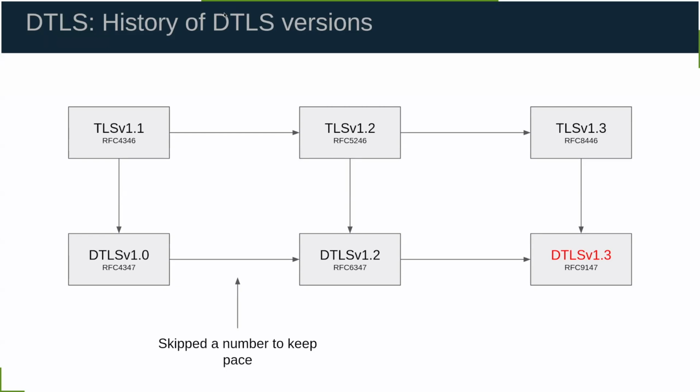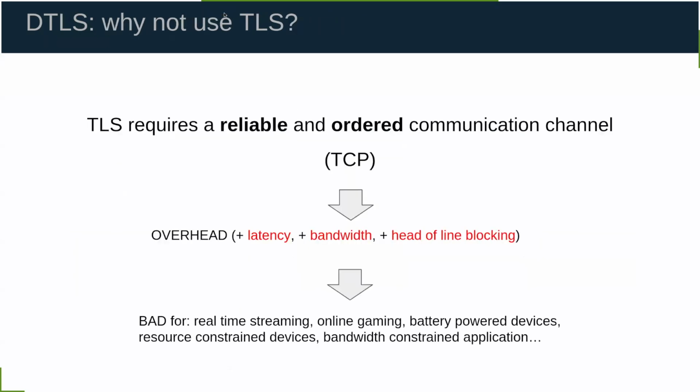And the subject of this webinar will be the latest version of DTLS, that is DTLS 1.3, defined by RFC 9147. So first of all, let's check why we need DTLS. Why can't we just use TLS? Basically, the main problem with TLS is that it requires a reliable and ordered communication channel. This is provided to TLS by the TCP layer in most cases.